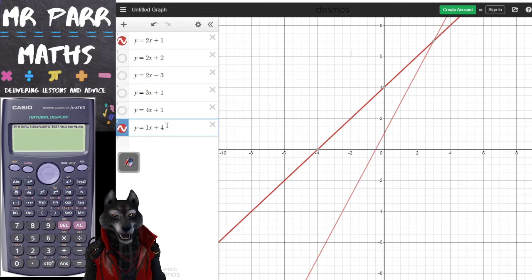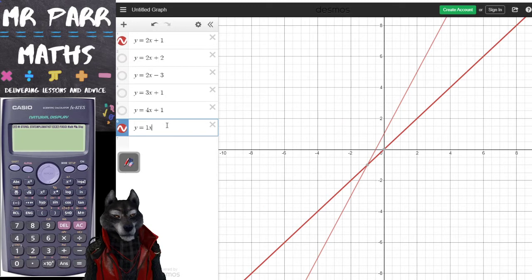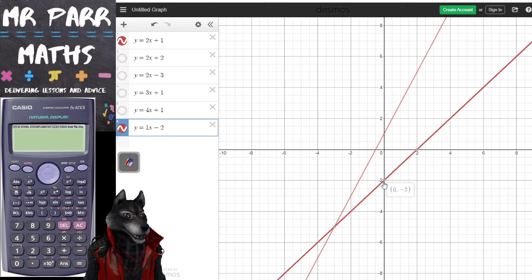Okay. Now I'm going to change this, take this 4 and change it to a -2. Is that going to move it up or down? Absolutely, it moved it down. Brought it down to -2.